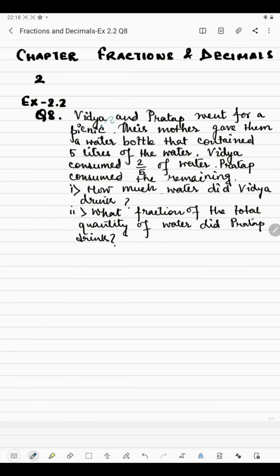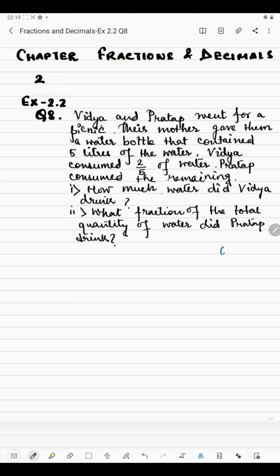Question number 8 says that Vidya and Pratap went for a picnic. Their mother gave them a water bottle that contained 5 liters of water. That means 5 liters is the total quantity of water. Vidya consumed 2 by 5 of water. 2 by 5 of water means 2 by 5 of the total quantity of water Vidya consumed. And the remaining was consumed by Pratap. We will have to find how much water did Vidya drink.